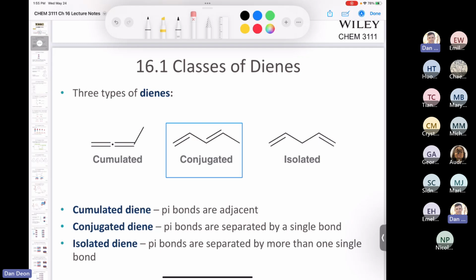So accumulated, yes, you have two pi bonds, but since this carbon is sp hybridized, it's got two unhybridized p orbitals. Those two p orbitals have to be perpendicular to each other, if you remember. And so therefore, we don't have complete orbital overlap in an accumulated diene. And then isolated is nothing more than when the pi bonds are separated by more than a single bond. You've seen Avogadro's number of examples of isolated dienes all throughout the course, so there's nothing really new there.